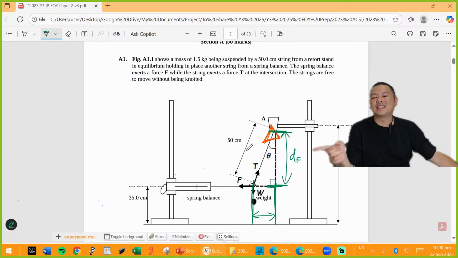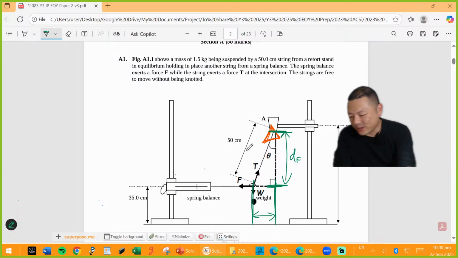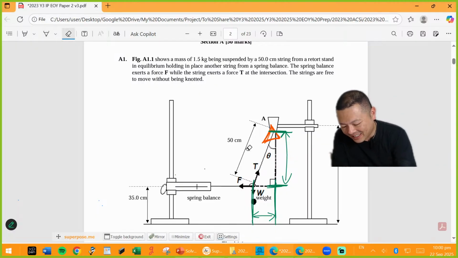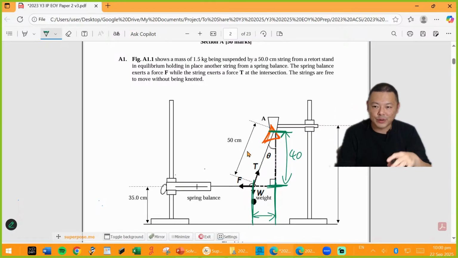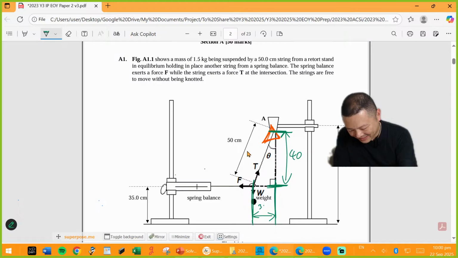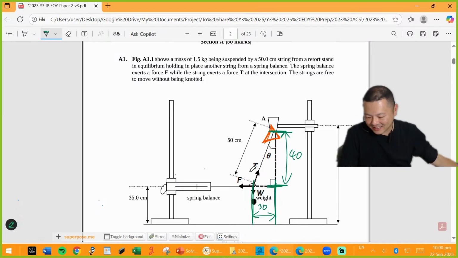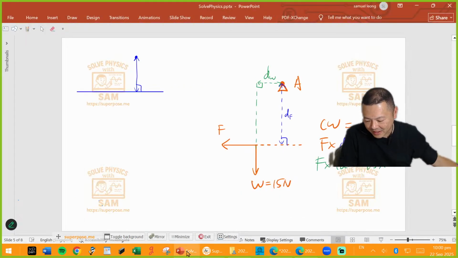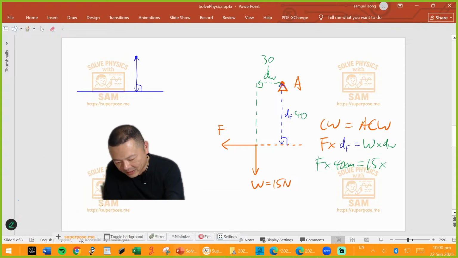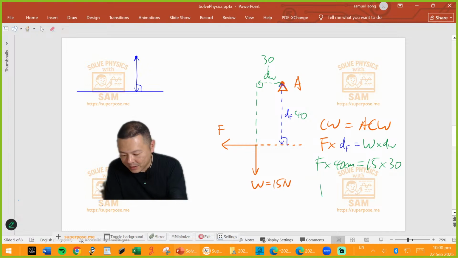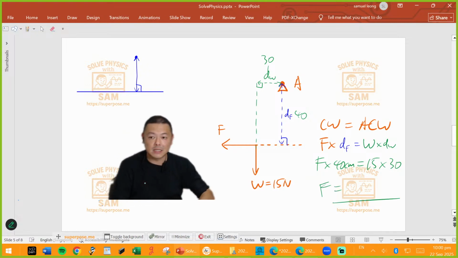Oh yeah, that's right. I forgot we already found this one already. This one's 40 already. Okay, got you, 40. 40, 50 has got to be 30. Yeah, Pythagoras, the magic triangle. So that's 30, and this is 40. So 15 times 30, and there you go, that's F. You'll be able to find F, that's it.